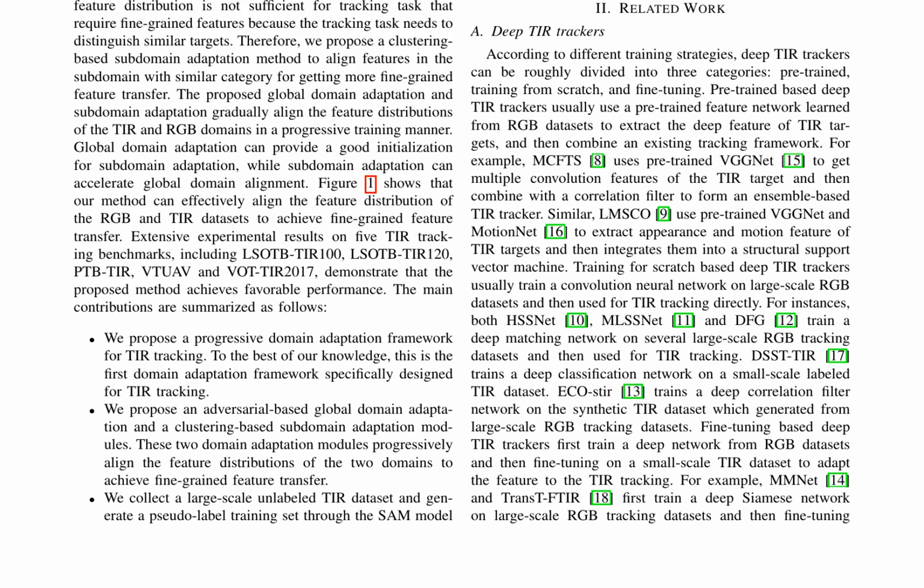through the SAM model. The proposed framework can be categorized as a fine-tuning-based deep TIR tracker, which first trains a deep network on RGB datasets and then fine-tunes on a small-scale TIR dataset to adapt the feature to TIR tracking. The PDAT framework outperforms existing TIR tracking methods, including pre-trained, training from scratch, and fine-tuning-based deep TIR trackers.